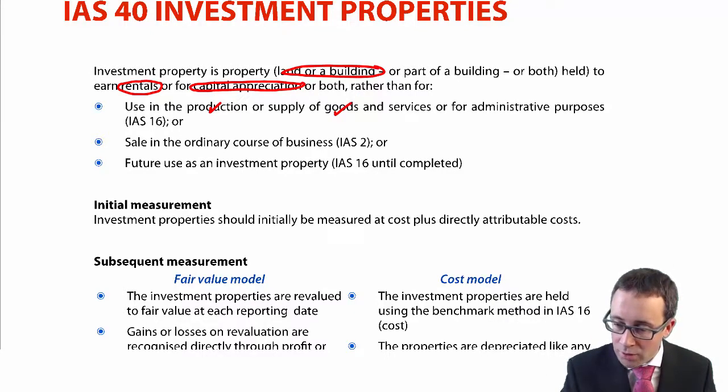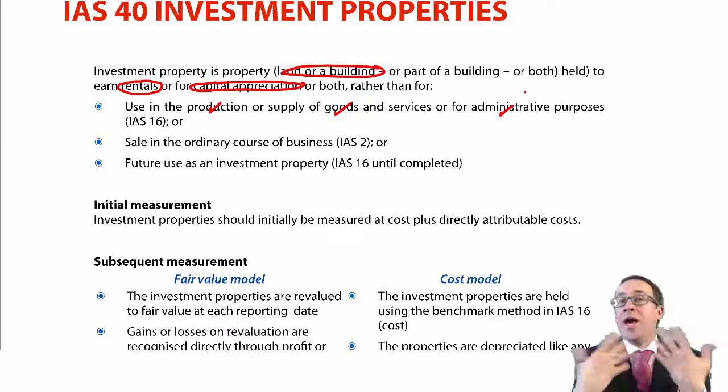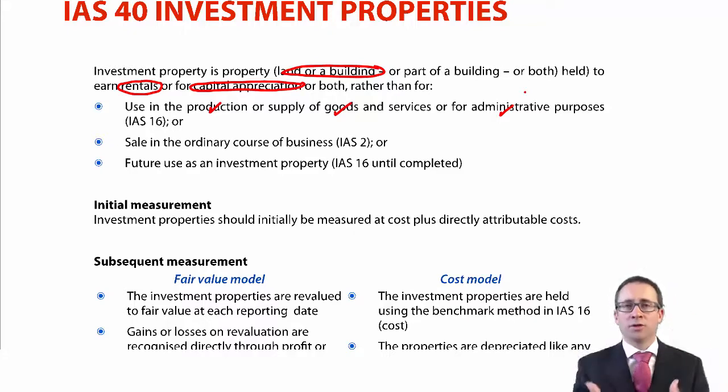Okay, and also the admin purposes. That's your head office, isn't it? You've constructed your head office, or you bought your head office. It's there under IAS 16, isn't it? You're not renting it out. It's not for capital appreciation purposes. I think that they're the ones that tend to make sense.